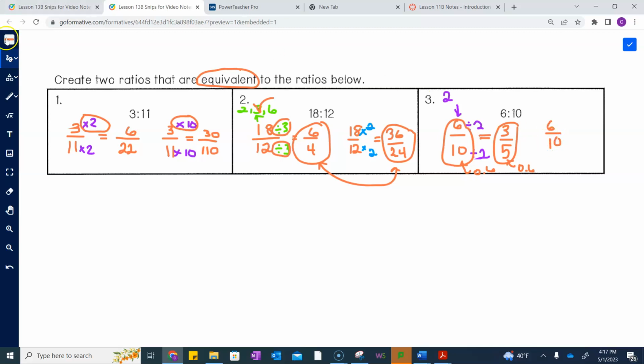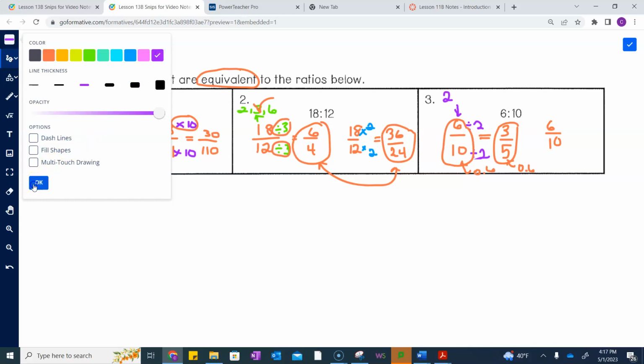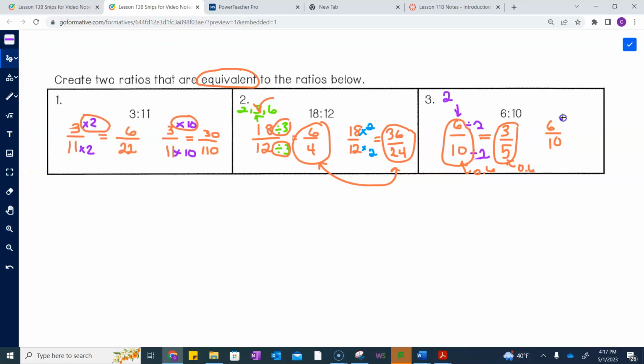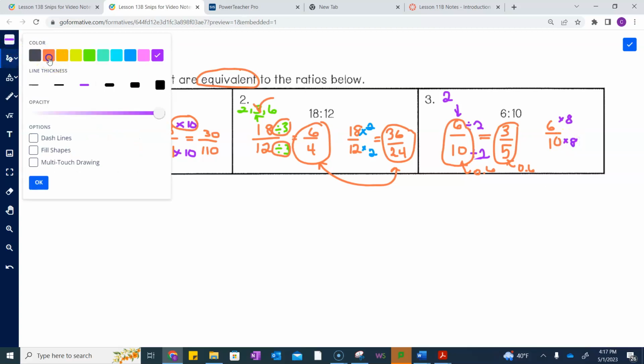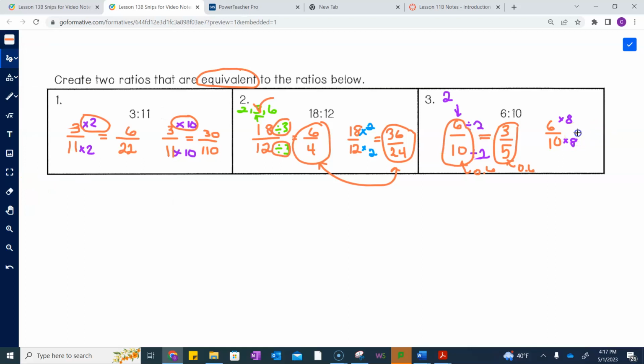Now I'm going to scale it up. I'm going to multiply by 8. I can pick any number I want to scale it up to create that equivalent fraction, as long as I do it to the top and the bottom. And I get 48 out of 80.